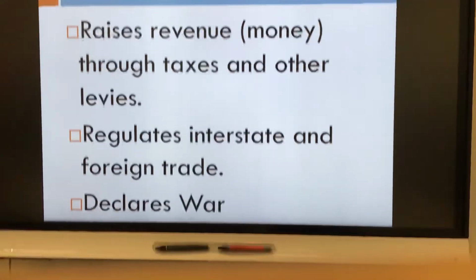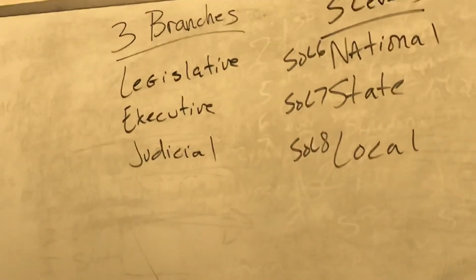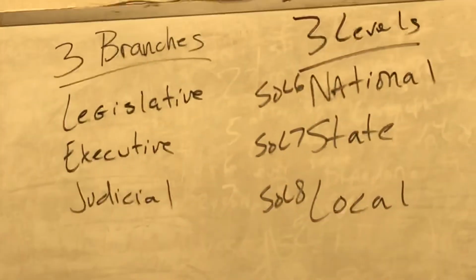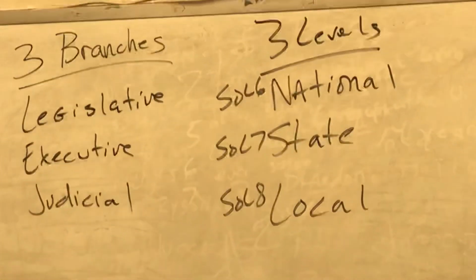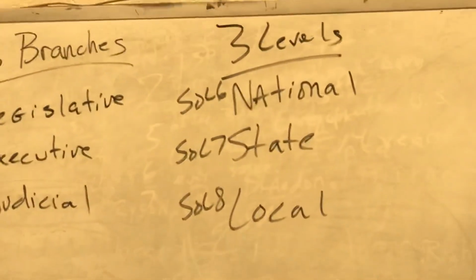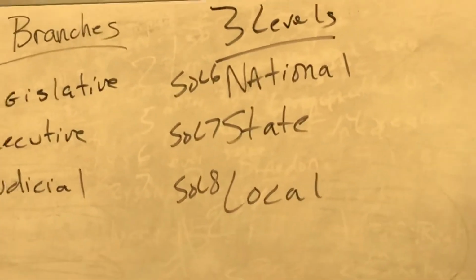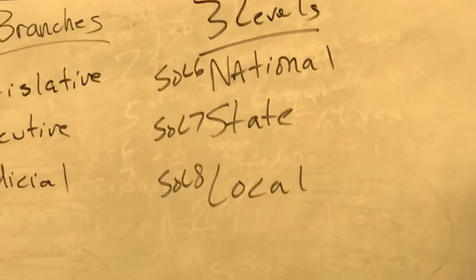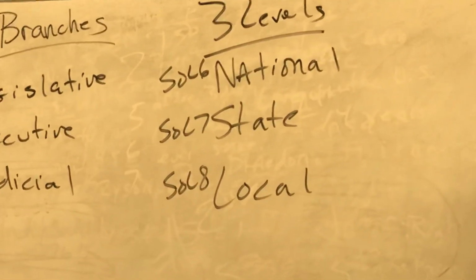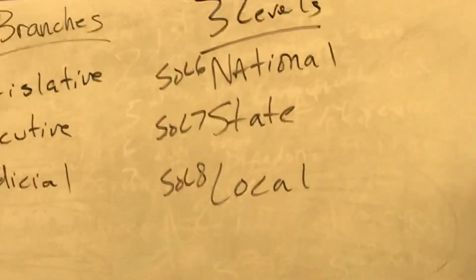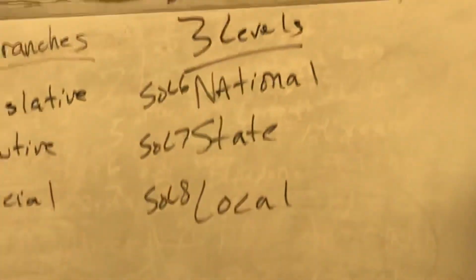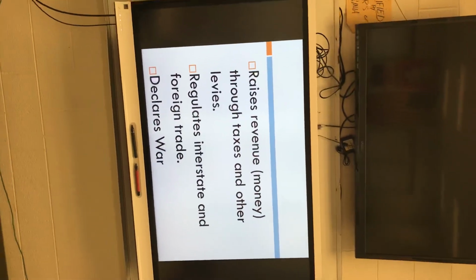Okay, so again, we have three levels and we have three branches, and that's what we're going to be looking at from this point forward. The three branches of government are legislative, executive, and judicial. They're, again, diagrammed up on the wall. The three levels are national, state, and local. And what we are looking at right now in SOL 6 will be the national. When we get to SOL 7, we'll be looking at the state, and then in SOL 8, we'll be focusing on the local government. So again, that's what we'll be looking at over the next few weeks, next few days as we move through the branches of government.